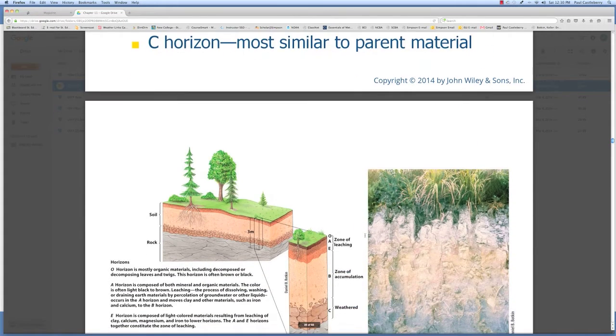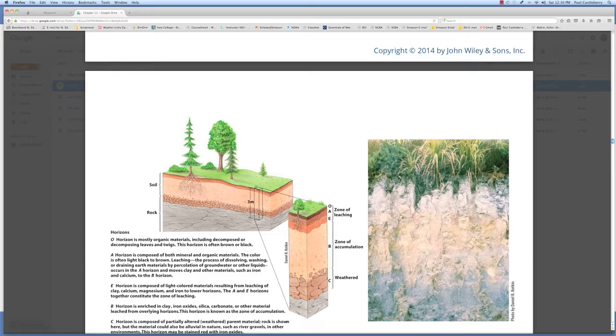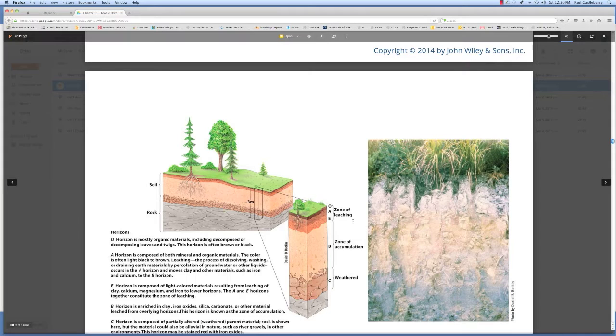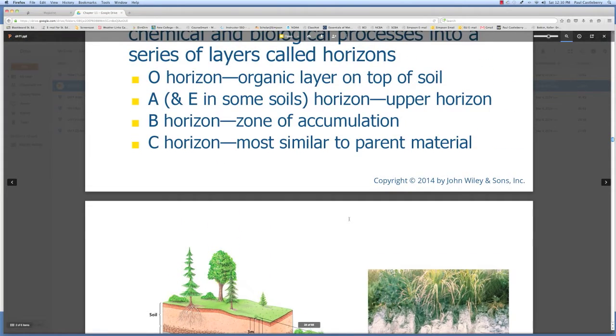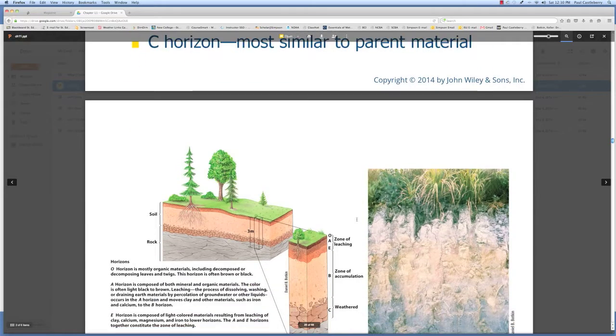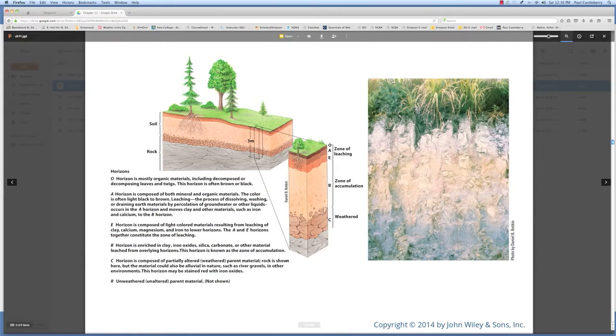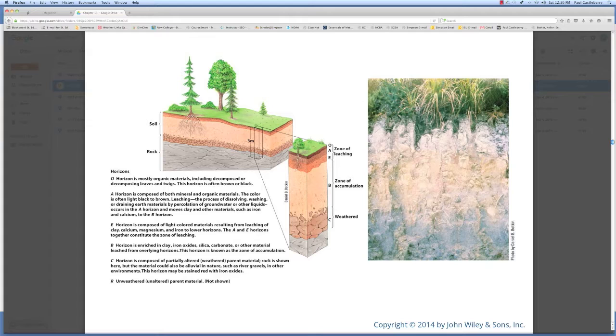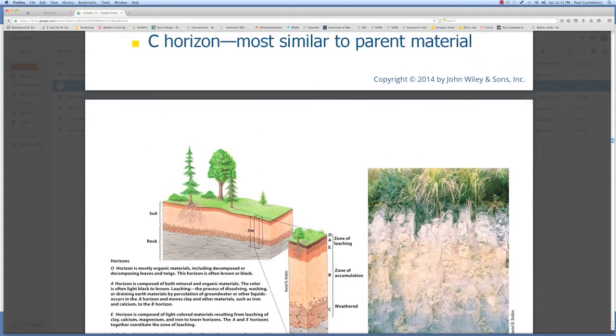The B horizon, which in this particular case is this yellowish area, is what we call the zone of accumulation. This is where materials begin to accumulate. We'll talk about that here. And then the C horizon is down near where the bedrock is located. That's the parent material, the rocks that we were talking about. And as these rocks undergo physical breakdown, chemical breakdown, that produces soils.